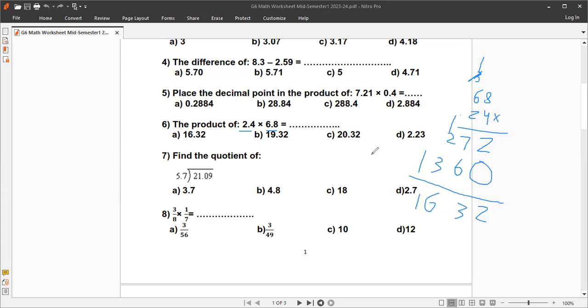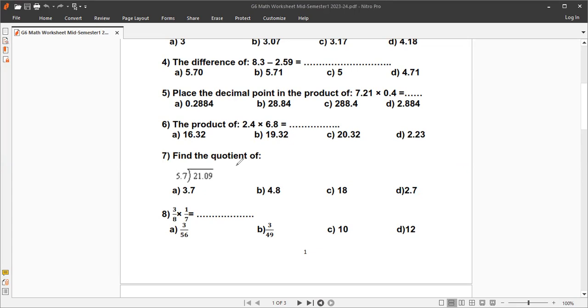Now I want to put the point. Where should I put the point? Here we have 1 decimal place. And here we have 1 decimal place. So I need to put the point after 2 decimal places. Because we know the rule, we add how many decimal places we have in the two factors. Here 1 and here 1. So 2. So I put the point 2 places from the right, between 6 and 3. So the answer is 16.32. The answer is A.